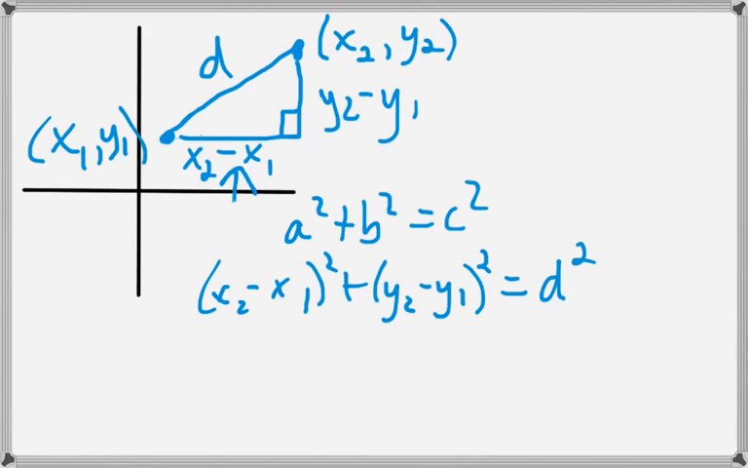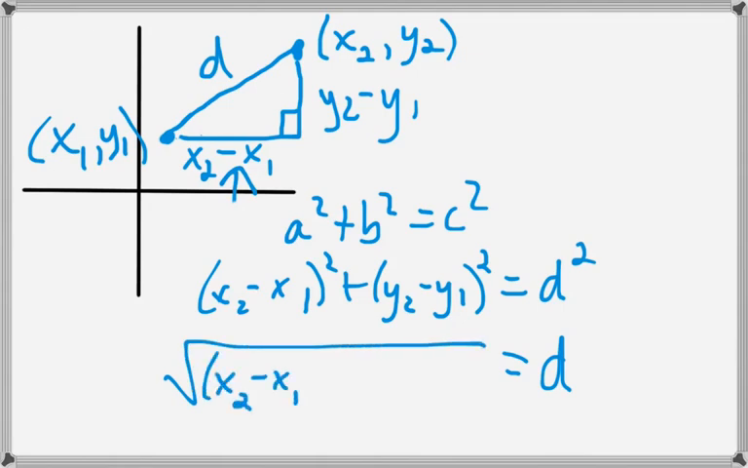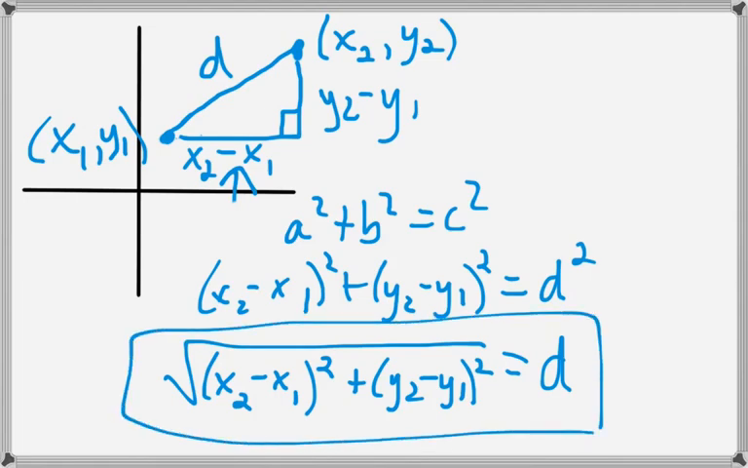Now this gives us d squared, so if we just want d, we would take the square root of each side, and of course distance is going to be a positive number, so this is the formula that results. This is the distance formula for the distance between points x1, y1 and x2, y2.